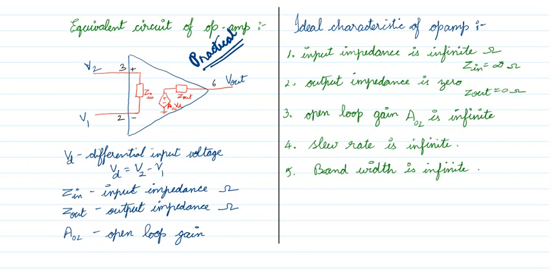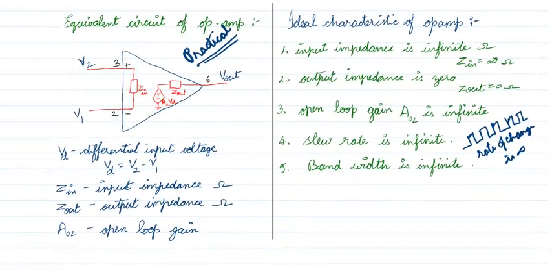Slew rate, to explain easily for you: since it is an analog signal, the signal can change very fast at high frequency. Maybe this is V2 or V1. It is changing very fast, right? Slew rate is nothing but the rate of change, and it is infinite. That is, the op-amp can sense even a sudden change in input.